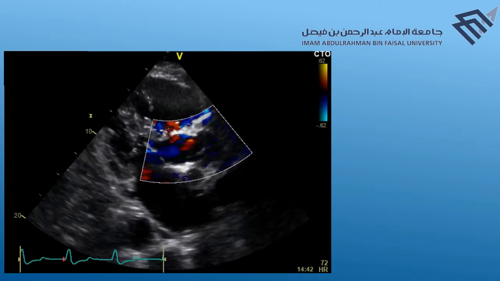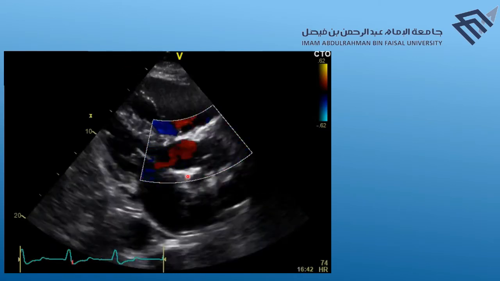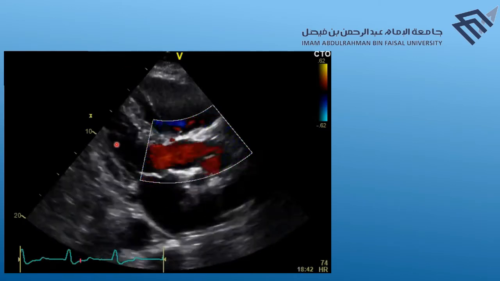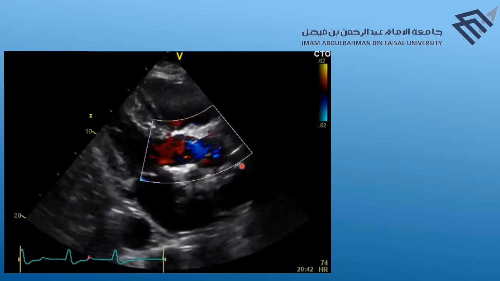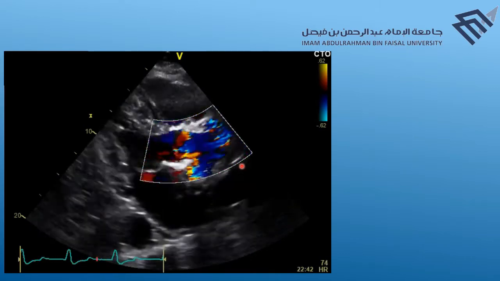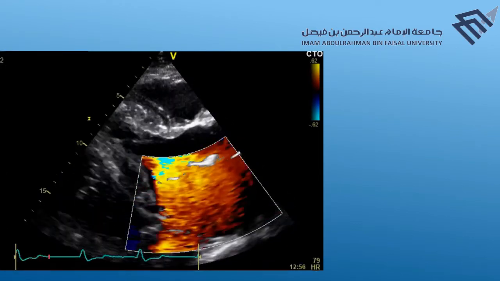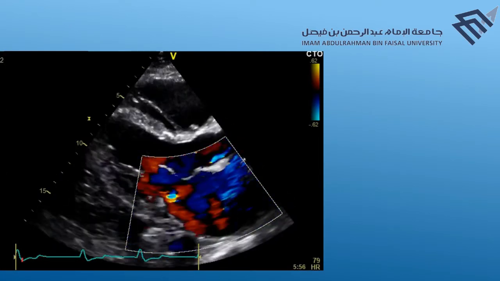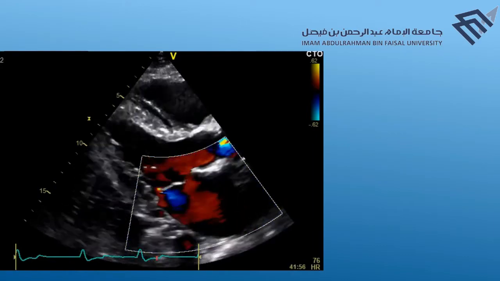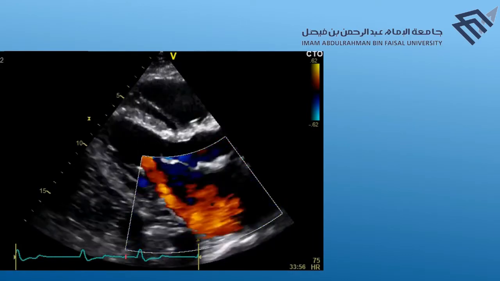So here we apply the color Doppler. We don't note any turbulence during systole, nothing during diastole. So the valve seems to be functioning very well. Color Doppler in the mitral valve again does not show any significant turbulence. There is a tiny trace of mitral regurgitation.